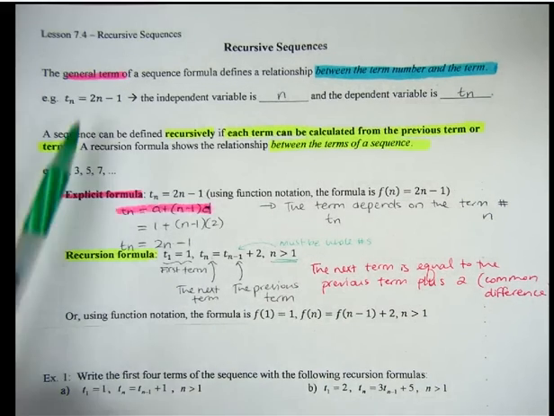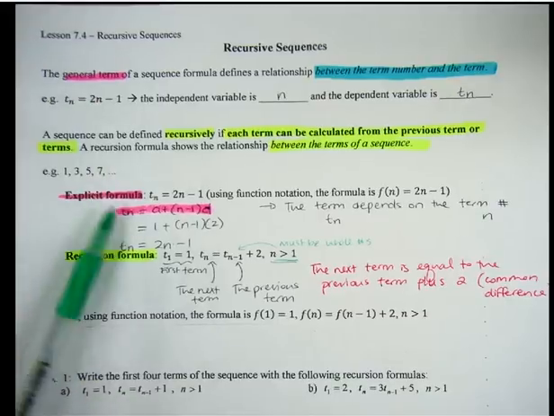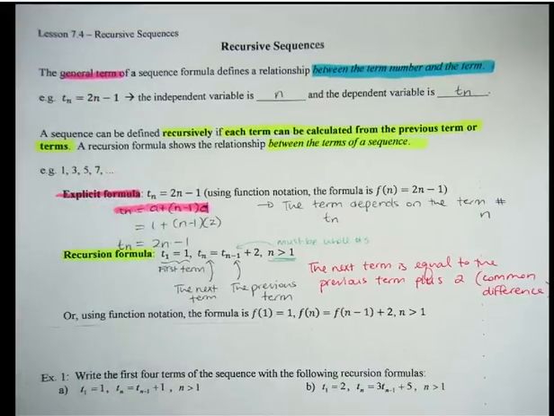So up to now, the general term that we've discussed is the explicit formula. Now we're learning about recursion formulas. So let's go over a couple more examples.